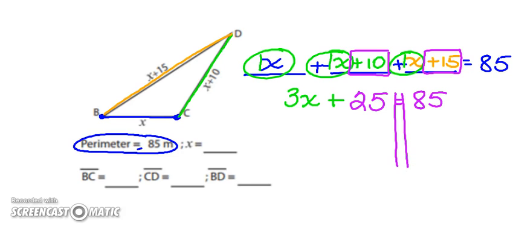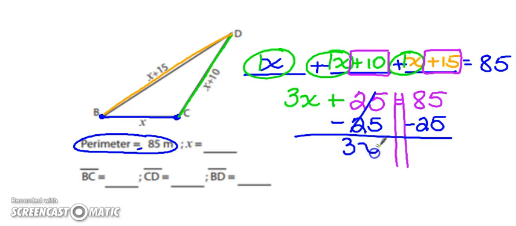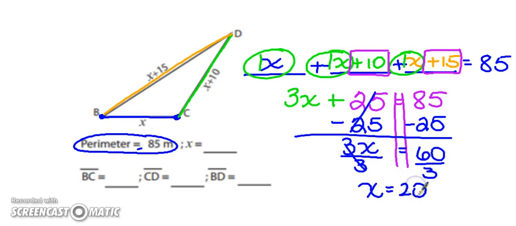At this point, we have a 2-step equation. We solve an equation by doing the inverse operation. So I'm going to subtract 25, subtract 25. 3x is equal to 60. Now I'm going to divide by 3, again inverse operation. x is equal to 20.